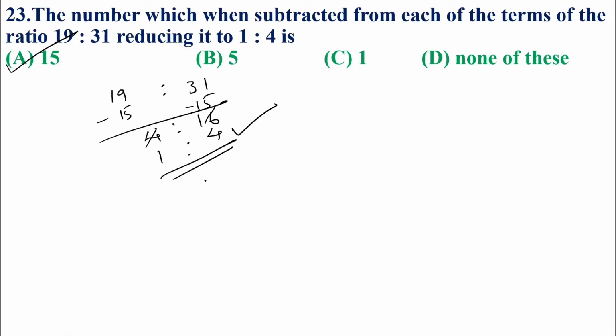Or else you can do it in this way also. 19 minus x by 31 minus x, that should give 1 by 4. Cross multiply and find the x value.